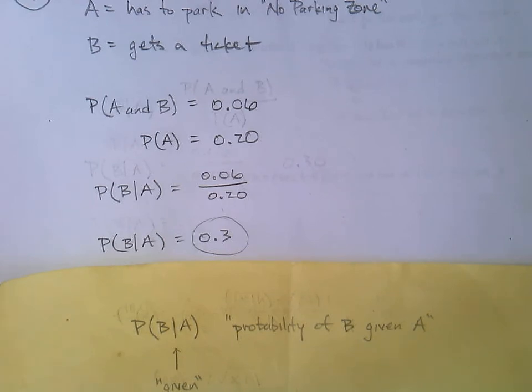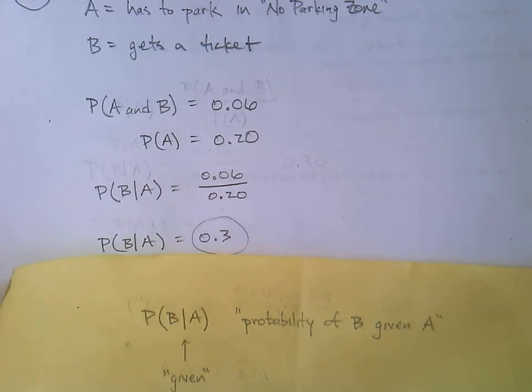So the big box we call the sample space. That's everything that might occur. And then within that, we've got these two events. So there's the A and the B. Think of A for us as the chances that Sam parks in a no parking zone, and B as the chances that he gets a ticket.